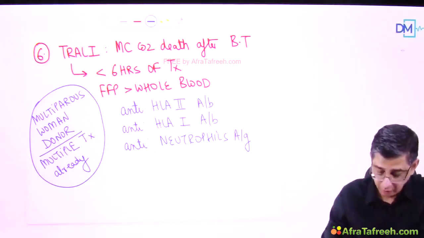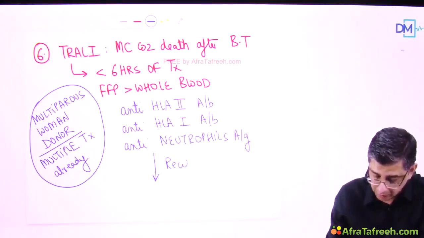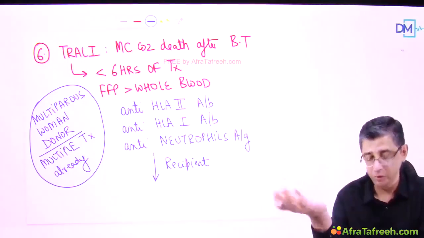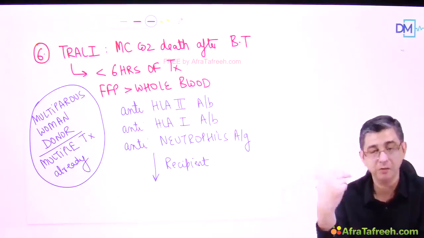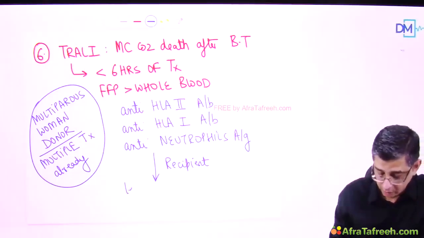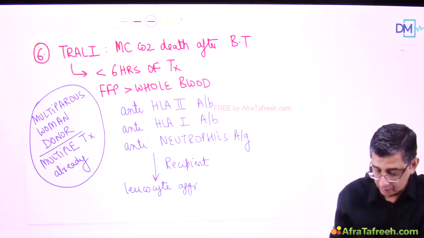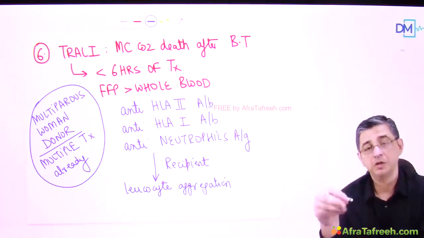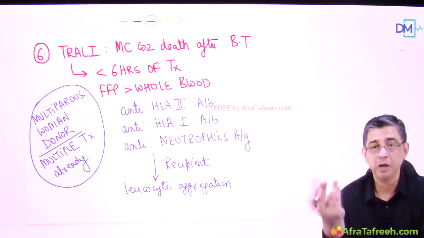When these antibodies come into the body of the recipient, let us see how the recipient's body will respond to these antibodies. These antibodies are against nucleated cells, they are against HLA class 1, class 2. So what these antibodies cause is, they cause the white blood cells of the recipient to aggregate in the lungs. Look at the surprising statement I'm saying. The antibody which is present in the blood of a multiparous donor woman.